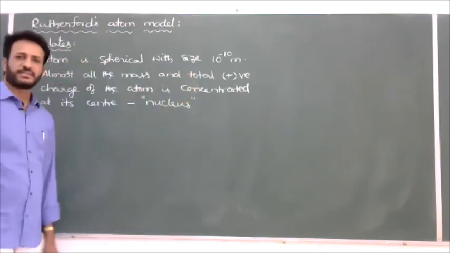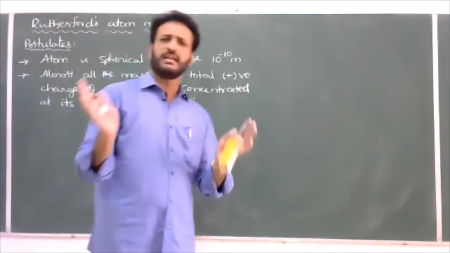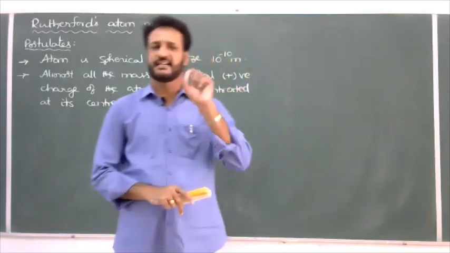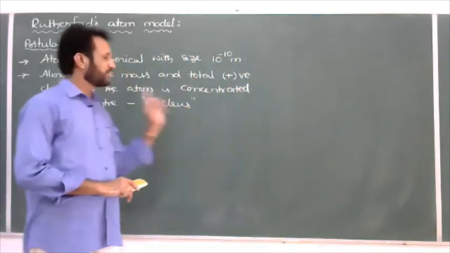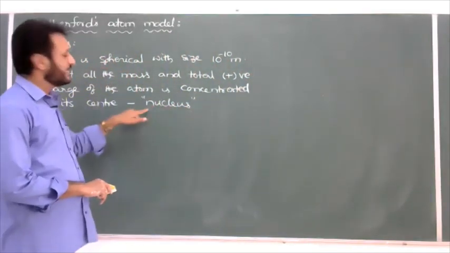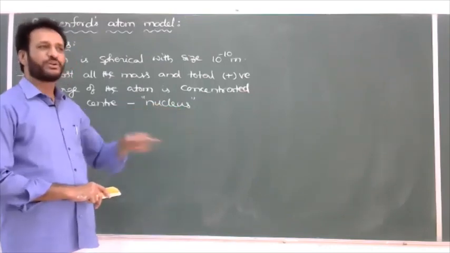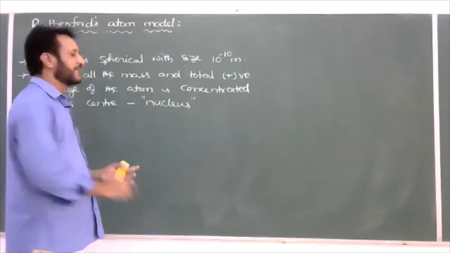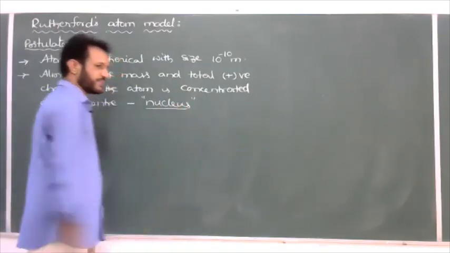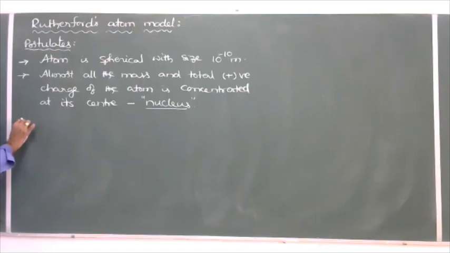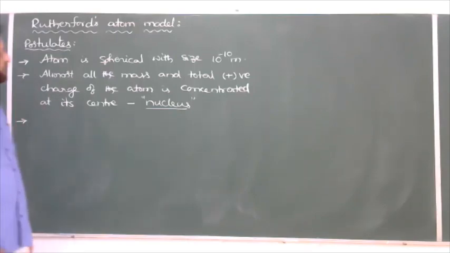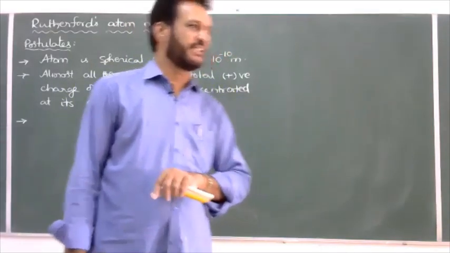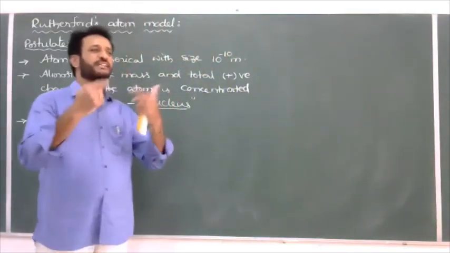So the central part of the atom where the total positive charge and almost all the mass of the atom are concentrated can be called the nucleus. Sometimes a question may be asked: who discovered the nucleus? Rutherford. From which experiment? The alpha particle scattering experiment. Next, one more point: what about electrons? Electrons are not inside the nucleus. Electrons occupy the space outside the nucleus.